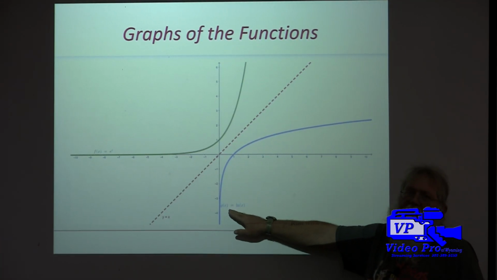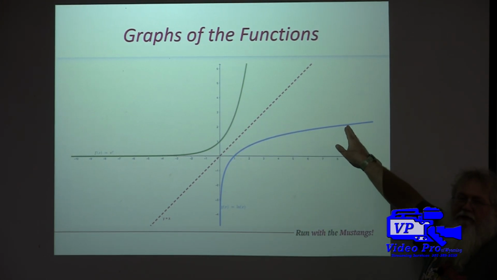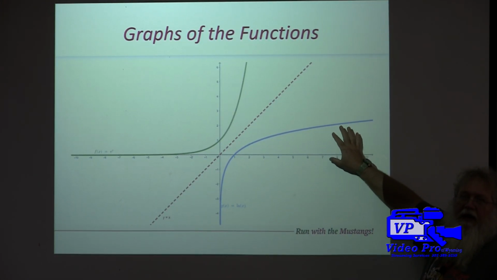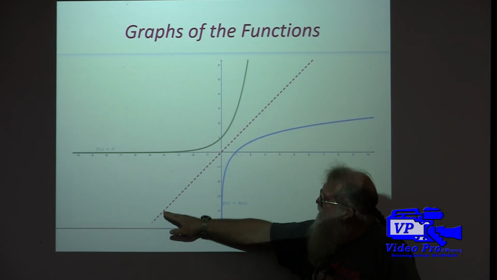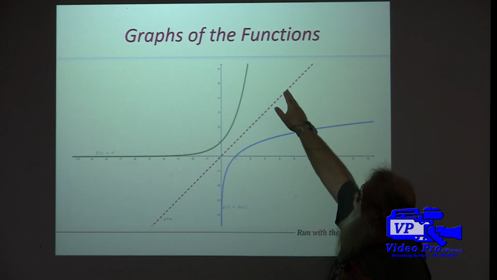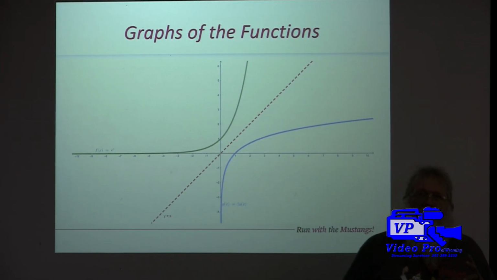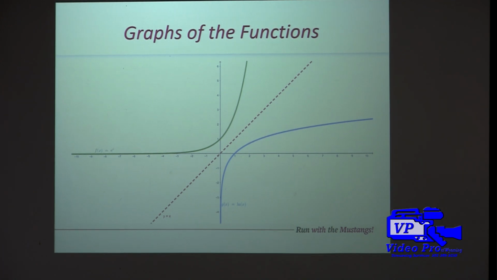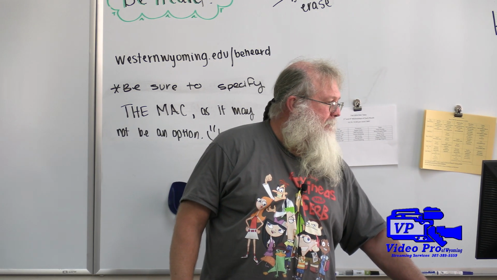This is also an increasing function. As the x gets bigger, the y gets bigger. It just grows a little slower, and that's one of its cool properties. If you look here, they have some symmetry through the line y equals x. That's how you can tell two functions are inverses. So for us, all we have to remember is those two functions are inverses of each other.